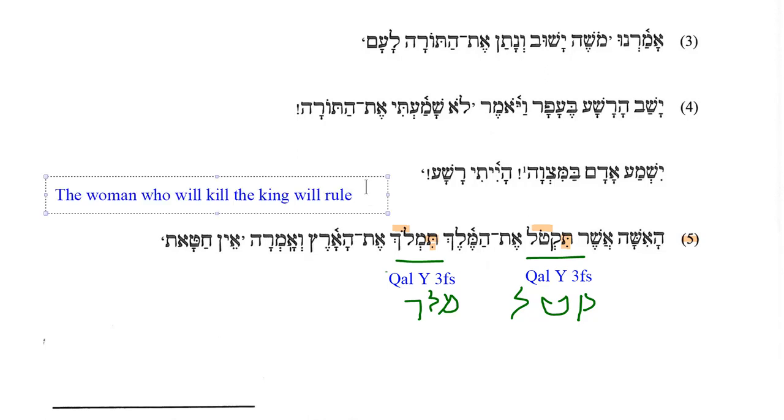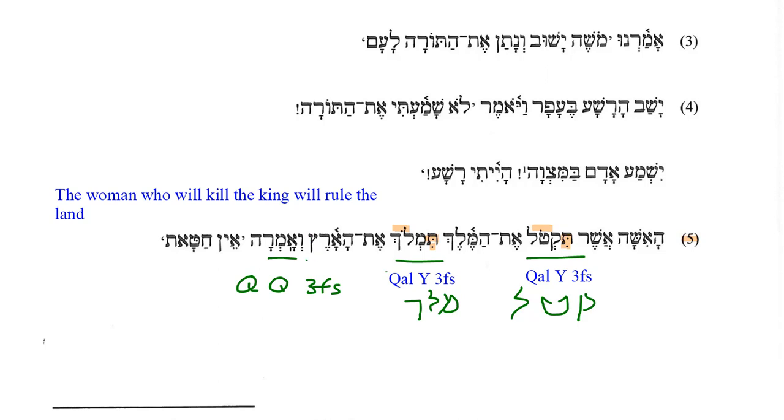So let's just fill all that in. Will rule the land, and then we come to wa'amara, and that is a wayyiqtol. Amar is our root. The hey tells us it's third feminine singular, so we have a Qal, qatal, third feminine singular, and actually it's got a vav on it, so it's not a qatal, it is a wayyiqtol. Put a WQ for that. We parse it like a qatal, but then the vav in front of it tells us that it's a wayyiqtol.